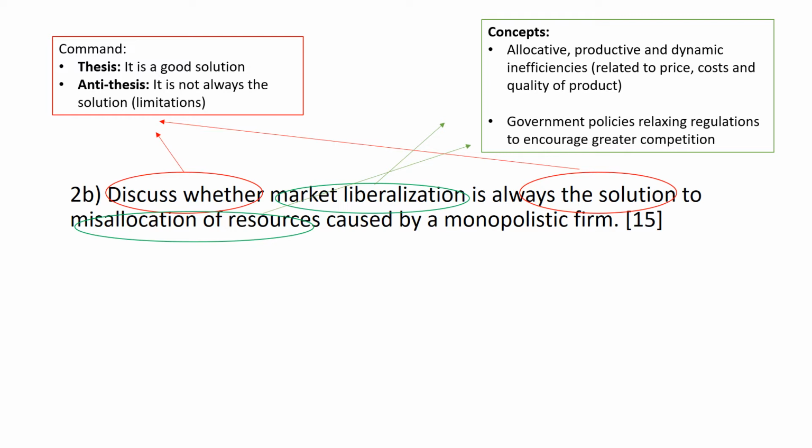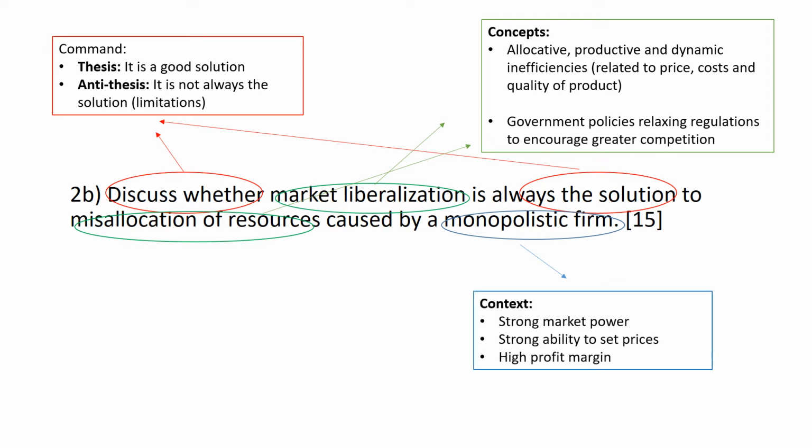We read the last part of the question, "caused by a monopolistic firm". So we can unpack this context first, of what it means to be a monopoly. If we understand the characteristics and features of a monopolistic firm, we will know that monopolistic firms have strong market power, they have strong ability to set prices, and they have a high profit margin. So you need to find a way on how this context causes this misallocation of resources that we have talked about.